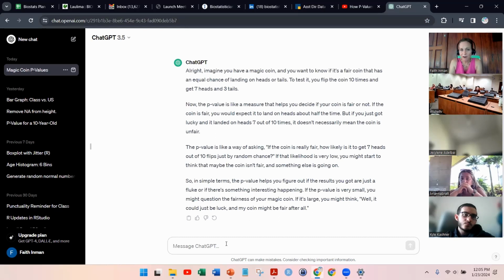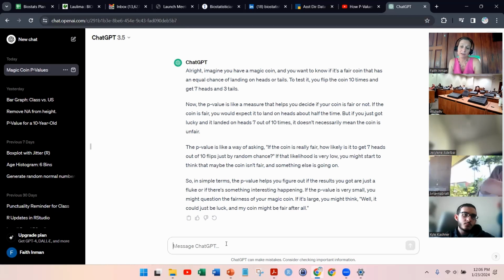If the coin is fair, you would expect it to land on heads about half the time. But if you just got lucky and it landed on heads 7 out of 10 times, it doesn't necessarily mean the coin is unfair. The p-value is like a way of asking, if the coin is really fair, how likely is it to get 7 heads out of 10 flips just by random chance?